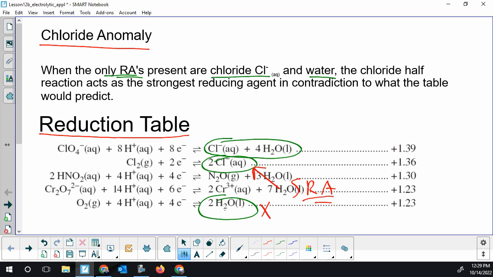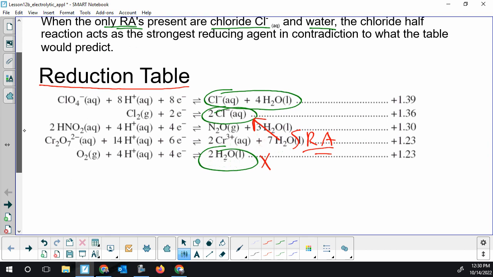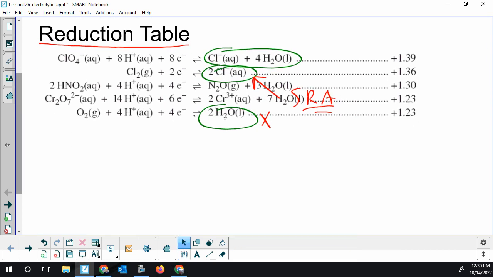So it's something to watch out for. You should be expecting it once on a unit test. You should be expecting it once on the diploma. It's not going to be labeled as the chloride anomaly. You have to recognize it within a question. It does not matter, again, what the OAs are. So you might have a list. Maybe you have silver ions.